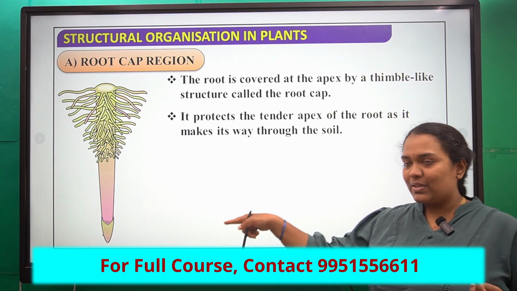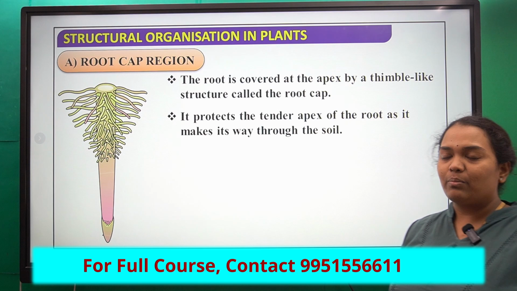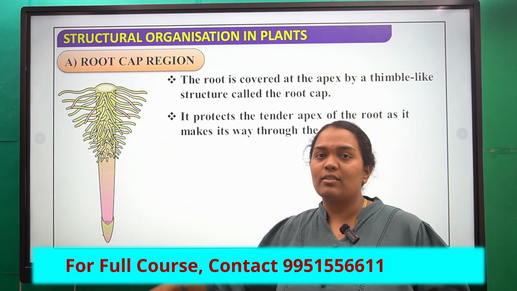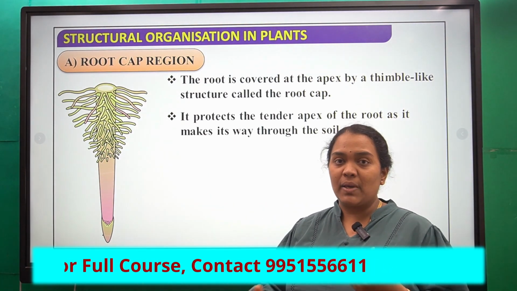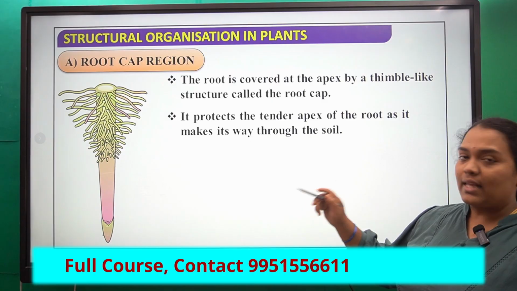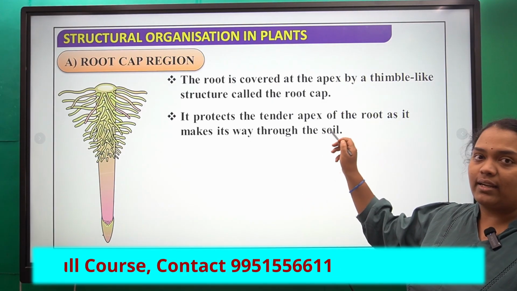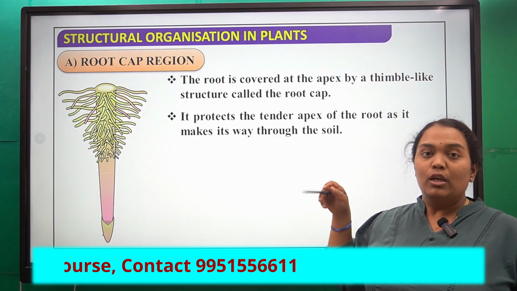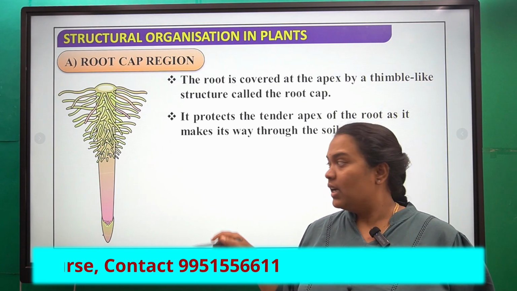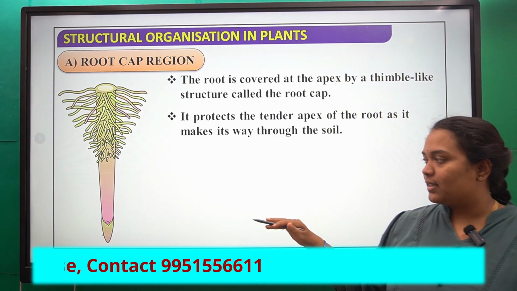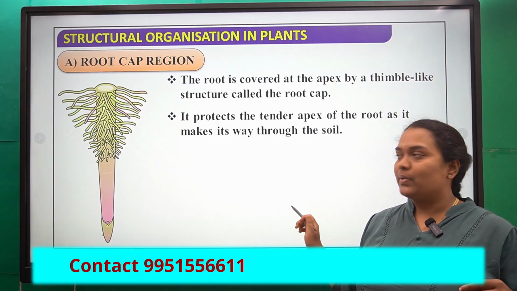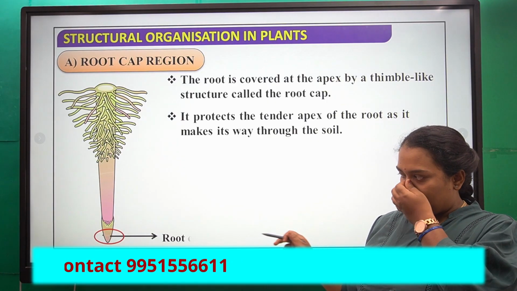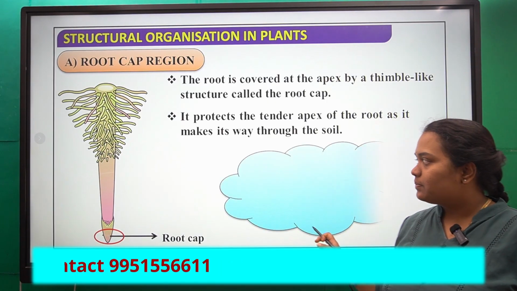As you all know, the tip is the area where the growth is taking place, which is pushing the soil and trying to make space for the root to grow. So that tip should be protected, right? So the tender apex of the root is protected as it makes its way through the soil. So when it is going through the soil, it helps to protect the tip and also create a space. So that is the root cap.